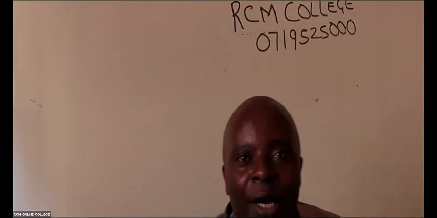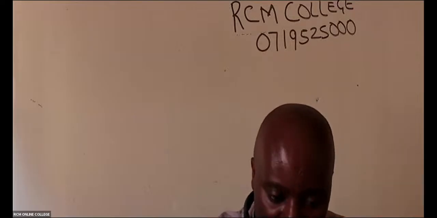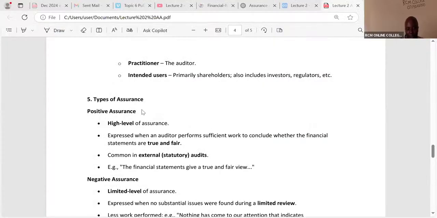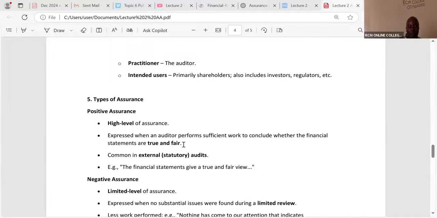So basically, whenever it comes to assurance, we shall have 2 types of assurances. We have positive and what we call negative. I'll come back to reasonable later, but we have what we call positive assurance, and then we have in this case here what we call negative assurance. So remember, this positive assurance is a high level of assurance, not 100%, not absolute, but it's a high level of assurance expressed when an auditor performs sufficient work to conclude whether the financial statements are true and fair. When I'm able to collect sufficient, appropriate audit evidence, then I'll be able to give, ladies and gentlemen, what we call a high level assurance, which is positive.